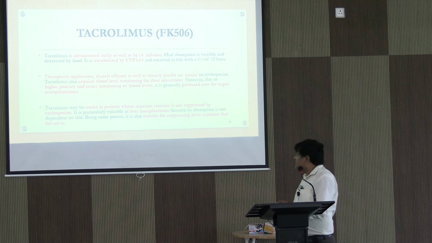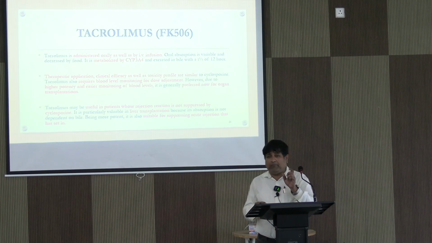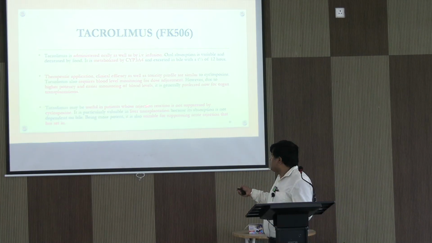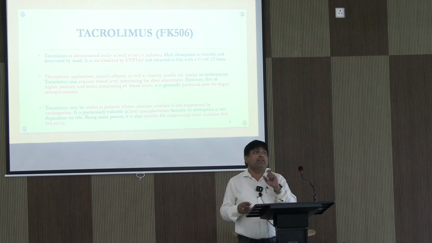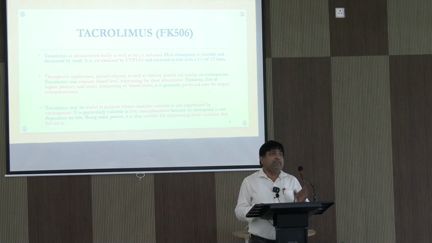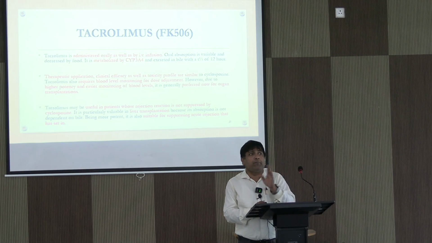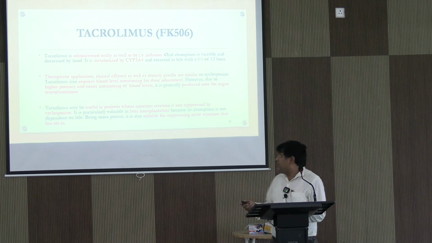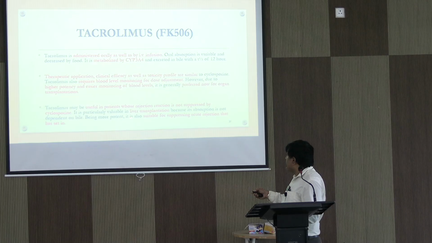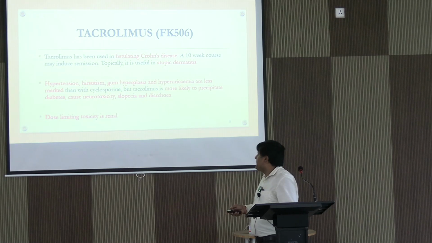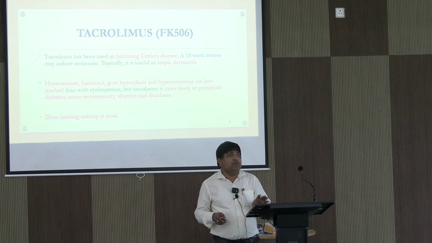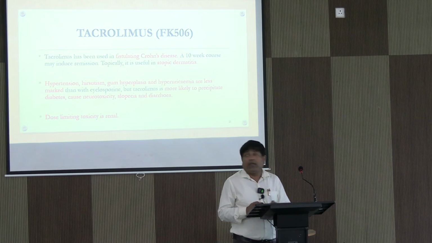Tacrolimus is useful in patients of graft rejection which is not suppressed by cyclosporine. It is particularly useful in liver transplant patients because it is not dependent on bile for its bioavailability. Being more potent, it is suitable for suppressing acute rejection that has set in, unlike cyclosporine. It can also be used in fistulating Crohn's disease.